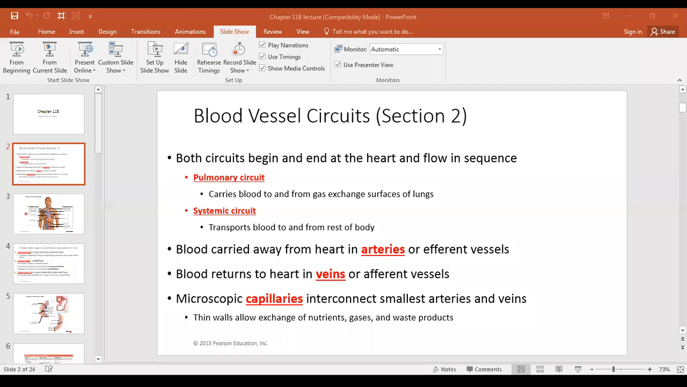All right, as I get my screen up and going, we're going to go 11B. All right, so now we're going to talk about blood vessels and circuits.